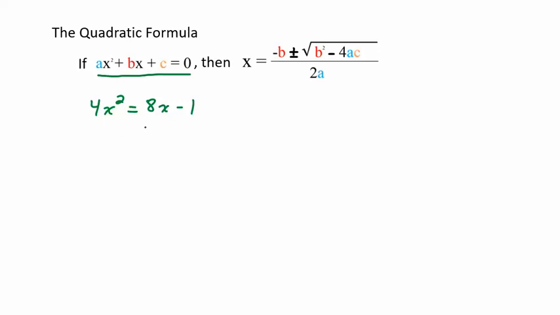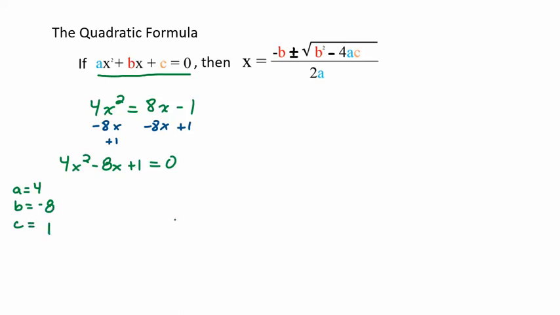So that's the first thing we need to take care of. We need to move the 8x to the left side of the equation and move the positive 1 over there. So that's going to give us 4x squared minus 8x plus 1 equals 0. I think it's always a good idea, especially as you're just learning how to do this, to write down your a, b, and c values. So our a value is the coefficient on the x squared, that's positive 4. Our b value is the coefficient on x, that's negative 8. And our c value is that constant term right there, which is 1.